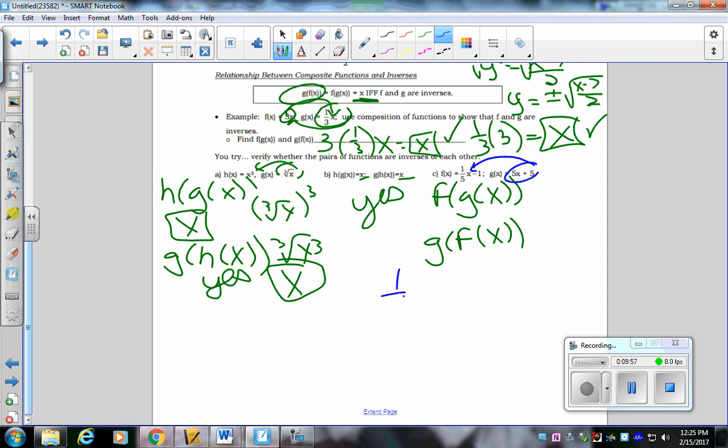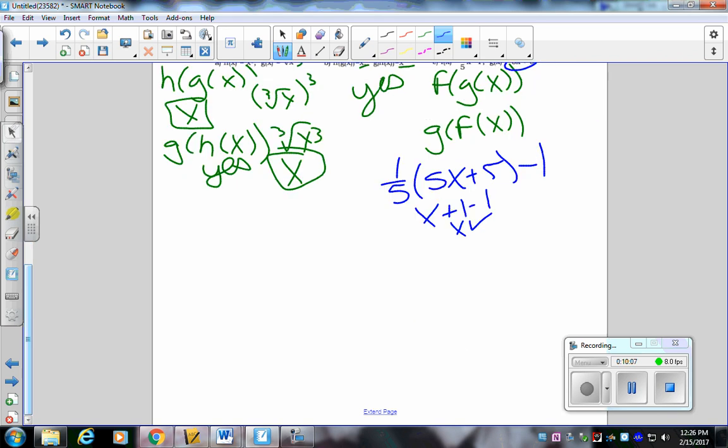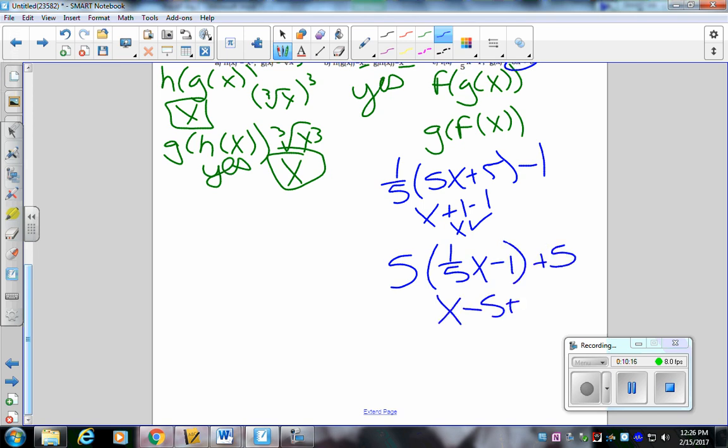Okay, so this into here first. So I've got 1/5 times 5x plus 5 minus 1. So I have x plus 1 minus 1. So that one worked out. All right, so now I got to make sure it's going the other direction. Don't assume. So now I'm going to do 5 times 1/5 x minus 1 plus 5 equals x minus 5 plus 5 gives me x. Check. All right, so yes, those two are inverses. Okay, so we can use composition to determine if two functions are truly inverses.